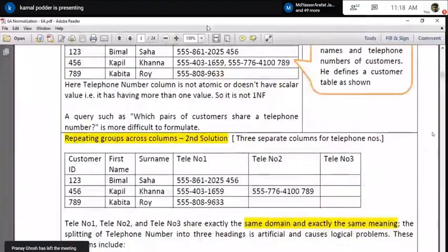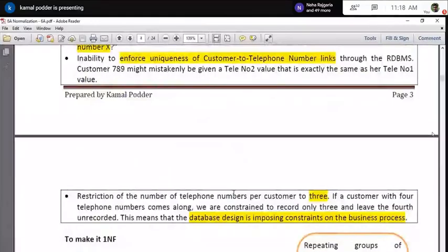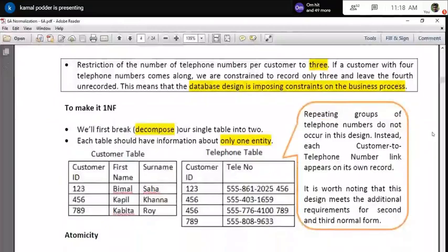Then what is the way? That is basically decomposition. What the normalization procedure is saying is that if the guideline is not followed by the table, here the first normal form guideline, then I create two tables, maybe two or three.